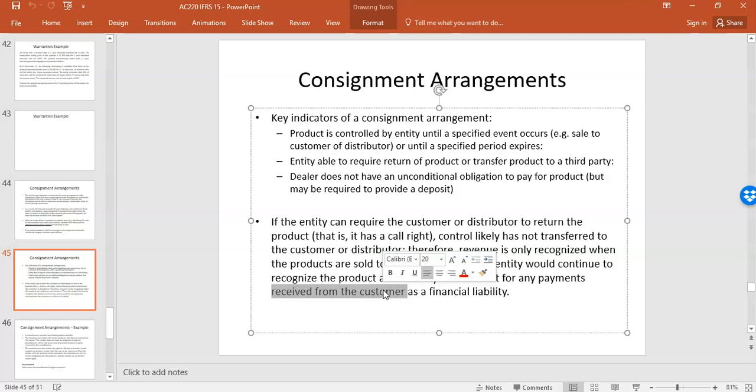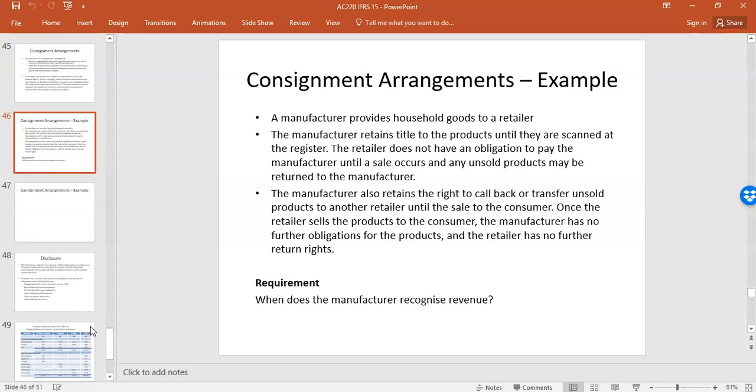So watch, if I'm given more information about, well, why am I told that the customer has a right to return? And why am I told that they don't have to pay for anything until they sell it on? Red flags should be going off in your head. This may be a consignment arrangement. So let's look at a small example to illustrate this.